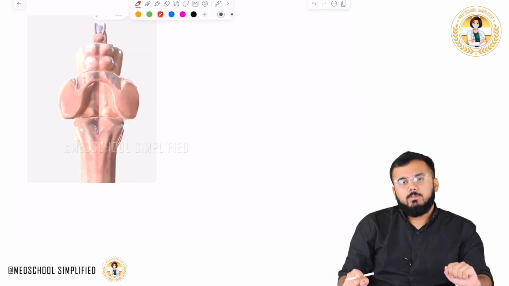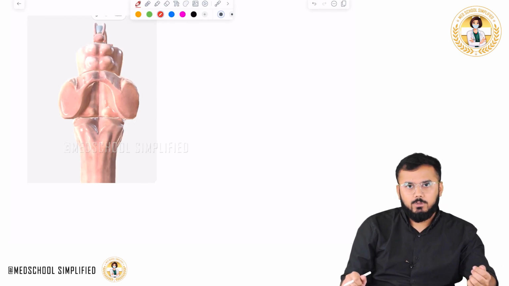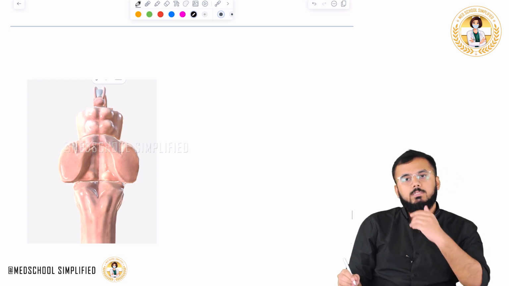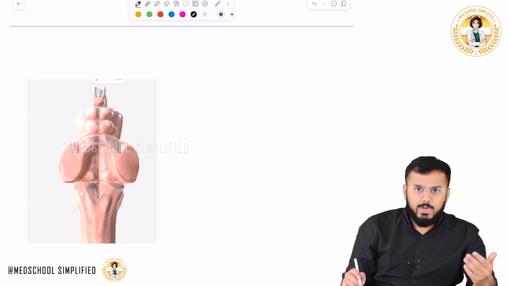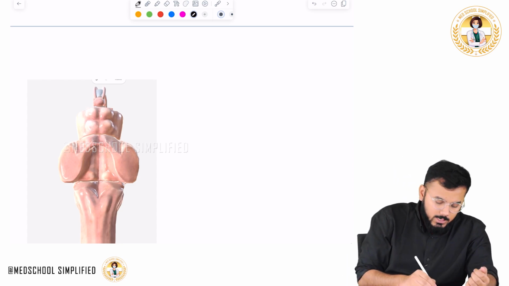Hello guys, so now we shall be discussing the external features of the pons from the posterior aspect or the dorsal aspect. Okay, so in the previous videos we have discussed the external features of the pons from the anterior view. Now we shall be discussing the external features of the pons on the dorsal aspect.